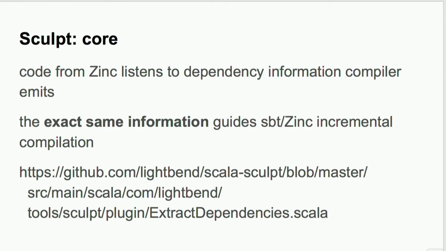It's the incremental compiler. So the fact that we're using the same code both in Zinc and in Sculpt means that you can trust that the exact same information that you get from Sculpt is the same information that guides incremental compilation, and that should be especially appealing to you if one of your main motives for this is wanting to reduce incremental compile times.